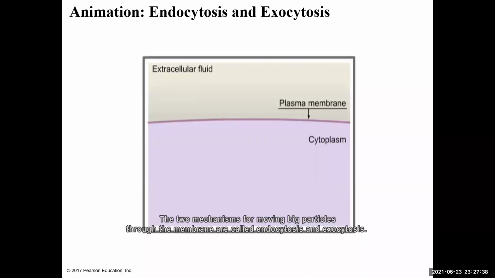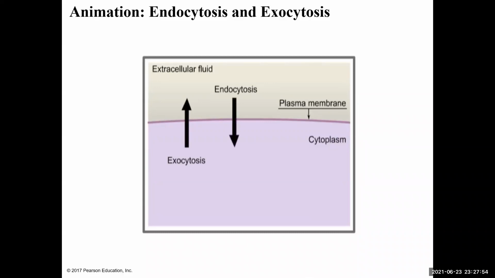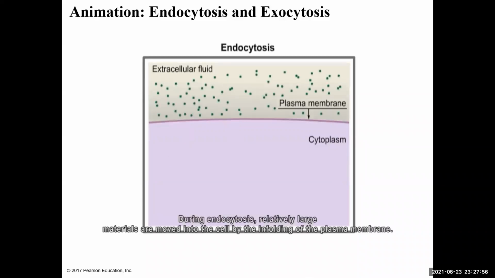The two mechanisms for moving big particles through the membrane are called endocytosis and exocytosis. Exocytosis is the movement of particles out of the cell, while endocytosis is the movement of particles into the cell. During endocytosis, relatively large materials are moved into the cell by the infolding of the plasma membrane. There are a few different forms of endocytosis, such as pinocytosis and phagocytosis.